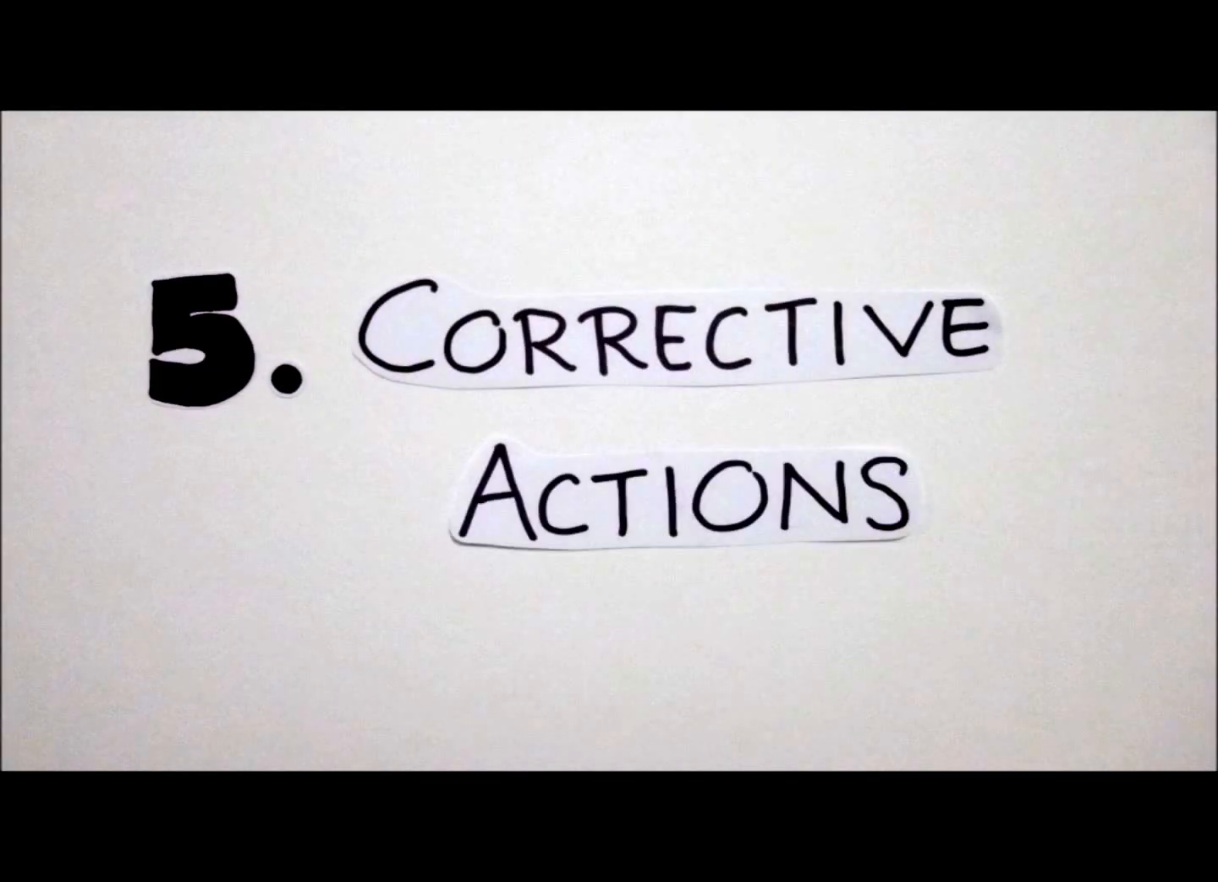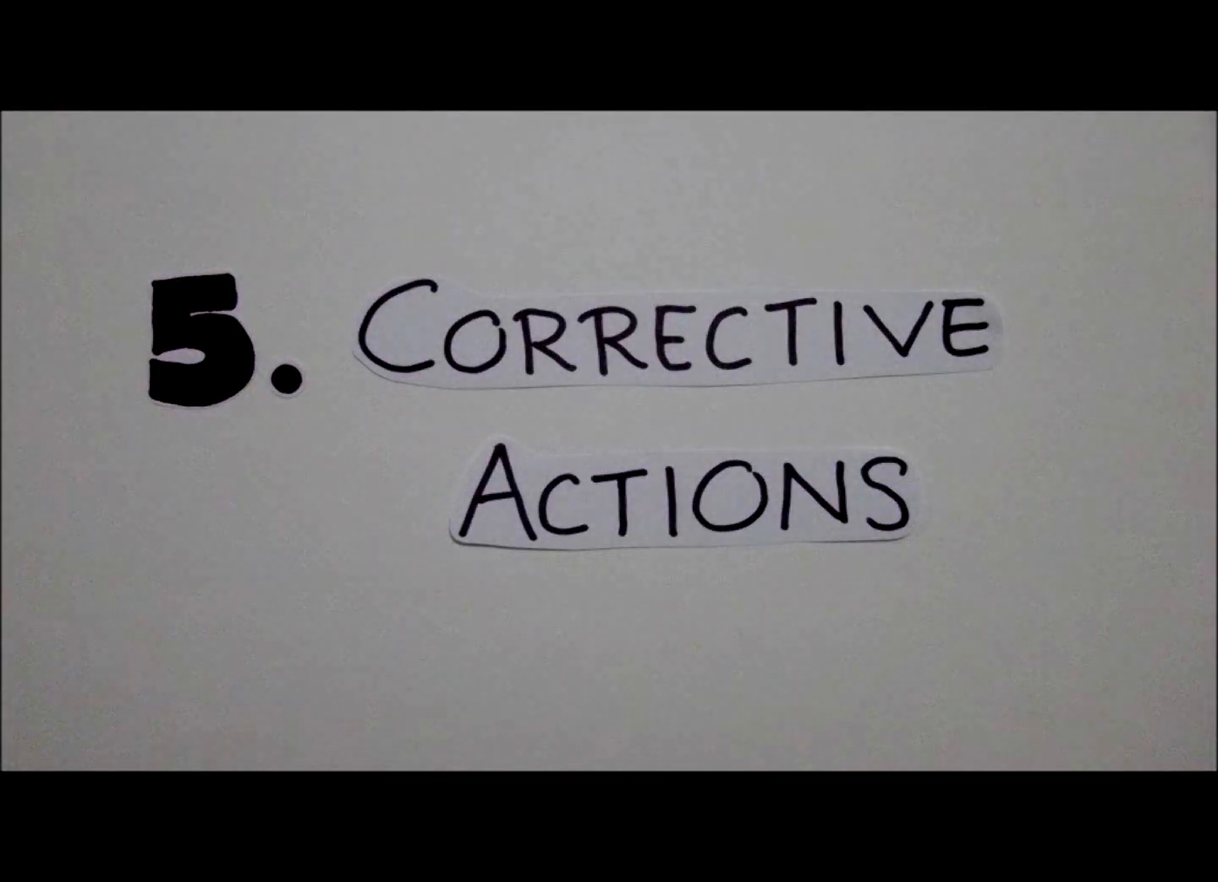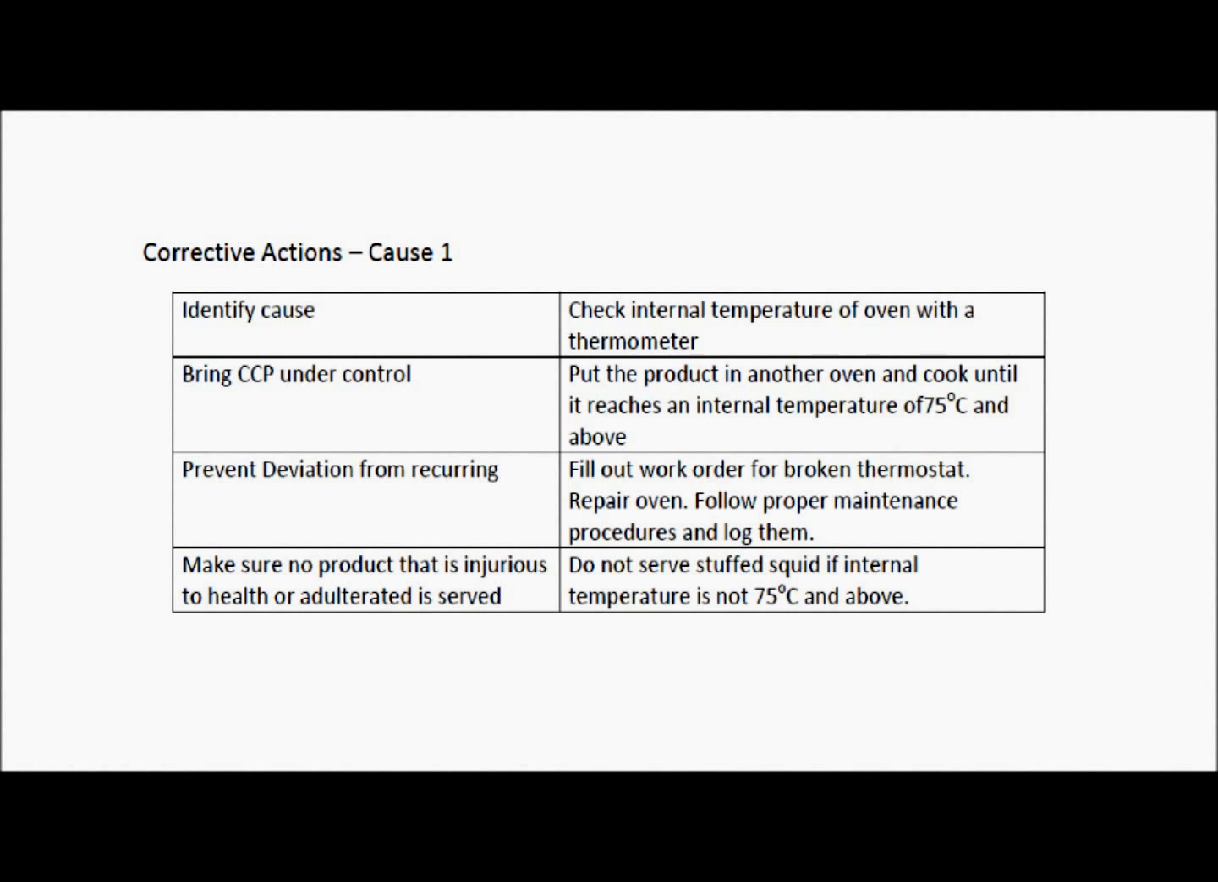The fifth principle is taking corrective actions when a critical limit has not been met. When a critical limit has not been met, it is called a deviation. This table shows what is being done when a deviation has been identified. The deviation has to be first identified, and then it needs to be brought under control. Steps will then be taken to prevent deviations from occurring again. Finally, it has to be ensured that no product that is injurious to health or adulterated is served.